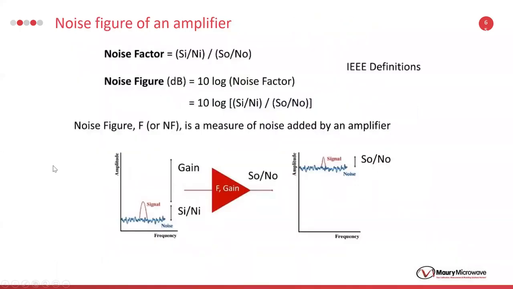Noise figure has been measured for a very long time. The definition of the noise figure is the signal over noise at the input over the signal over noise at the output, and then the noise value. The noise figure is just the logarithmic expression of the noise factor. When we have an amplifier, we have a signal at the input, which also has some noise because it's coming from the signal. After the power amplifier, we will have an amplification of the signal, but of course also an amplification of the noise.